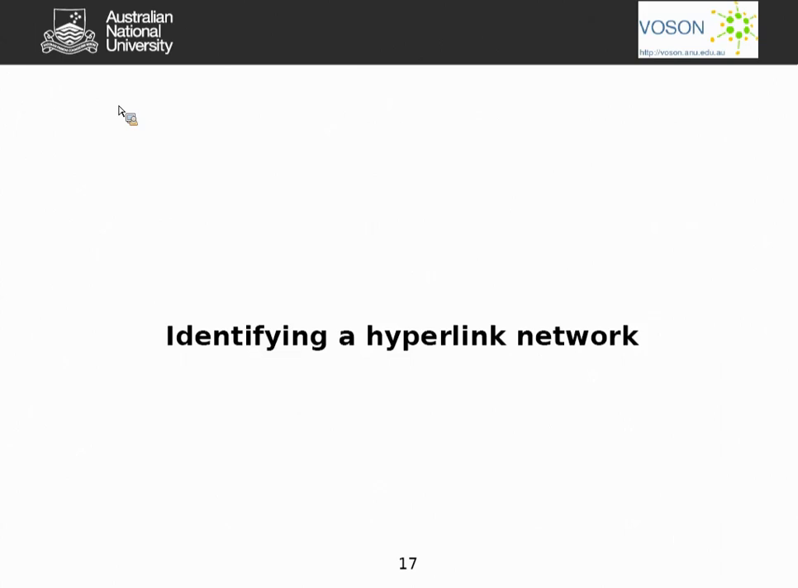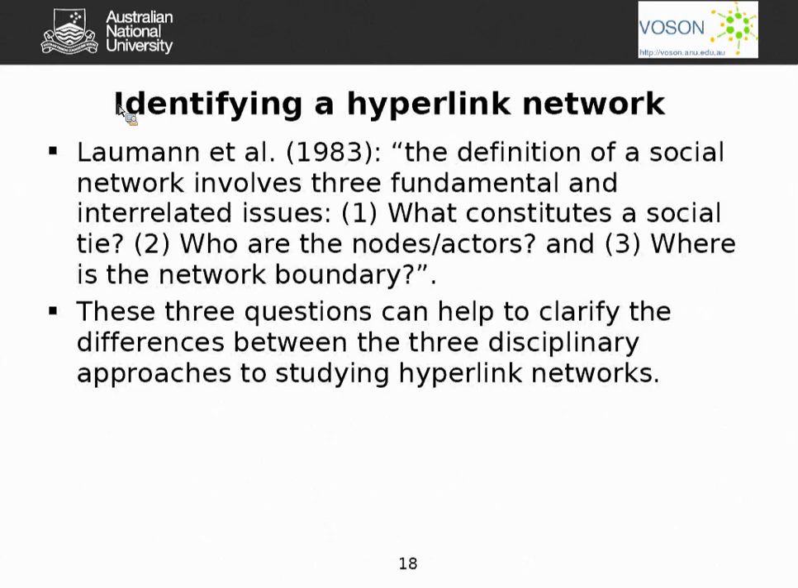So having introduced these three disciplinary perspectives to studying hyperlink networks, I now want to talk a bit about identifying a hyperlink network. And again, I'm drawing here from the paper with Dean Lusher. There's a paper by Laumann et al. that we quote in our paper where they talk about the definition of a social network involving three fundamental and interrelated issues, or questions really. The first question is, what constitutes a social tie? Secondly, who are the nodes or actors? And thirdly, where is the network boundary?